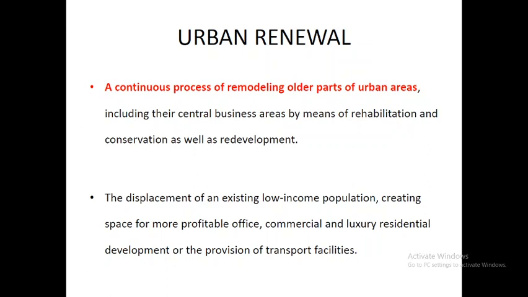Chapter 4. Next, what we are going to look into is urban renewal. Urban renewal is a continuous process of remodeling the older parts of urban areas, including the central business districts, by means of rehabilitation as well as conservation, and certain parts by redevelopment.